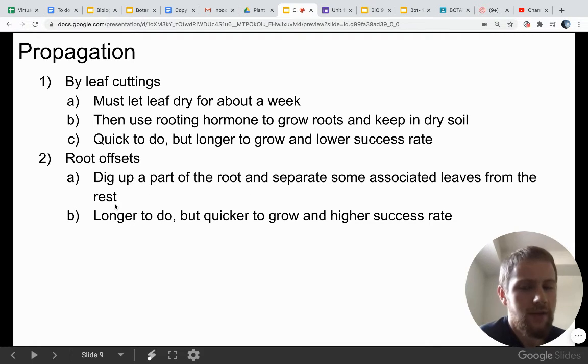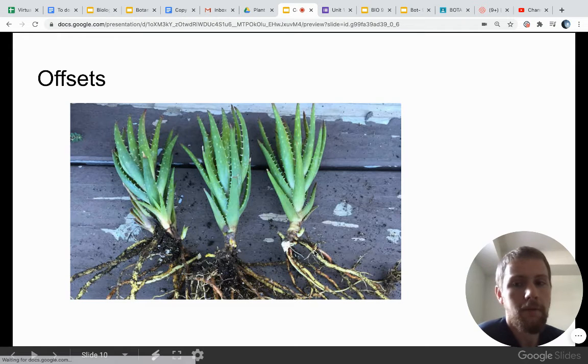You could also use root offsets, and I'll show you a picture of these on the upcoming slides, where you dig up a part of the root and you separate some leaves, and then you plant the roots and the leaves together, which, because the roots are already established and the leaf has not been cut, is a much more successful way to do it. But it would take longer to dig everything up, and then we'd all be digging in the same soil and maybe damaging the whole plant if we do something wrong. So longer to do in the short term, but quicker to grow and higher success rate in the long term. So that's something we could try in the future if this way doesn't work.